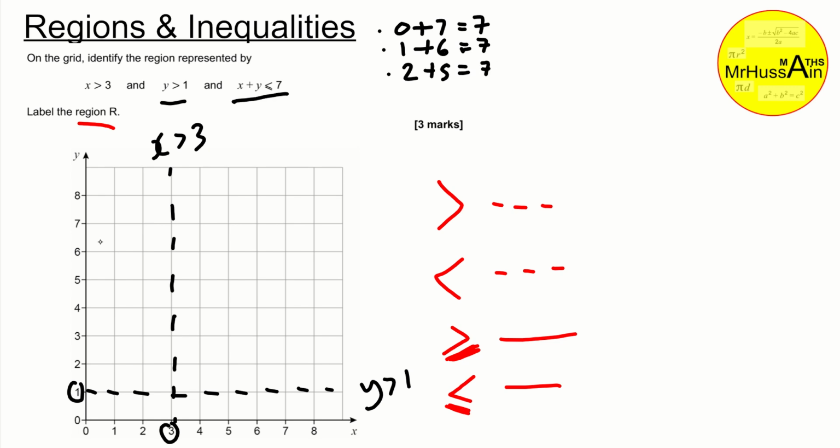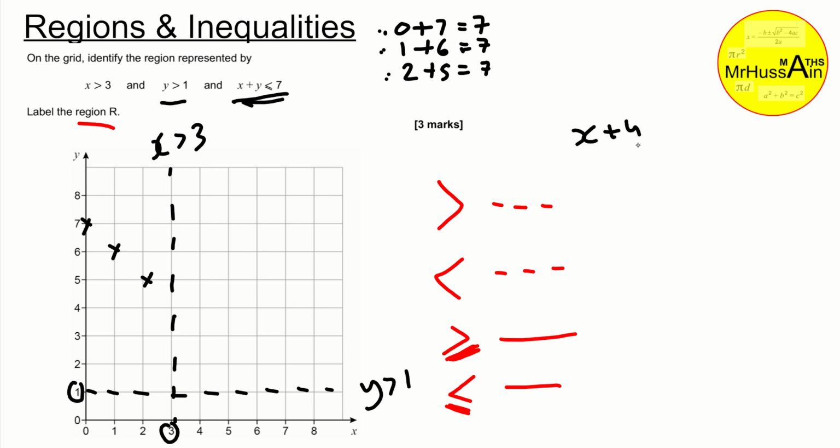So when x is 0, y is 7. When x is 1, y is 6. When x is 2, y is 5. That's what I always do. I always do x coordinates of 0, 1, and 2, and I try and find out what my y coordinate is. Remember, this is saying you need 2 coordinates which add up to 7.